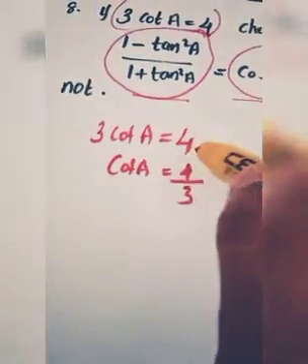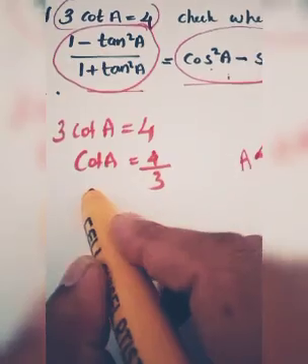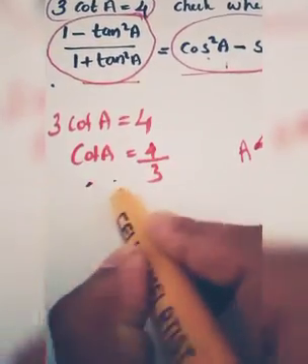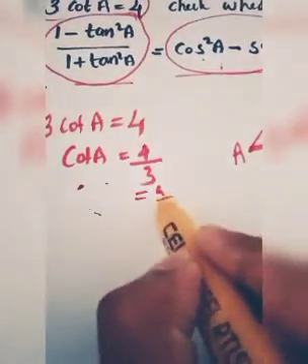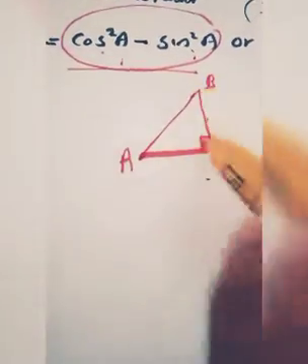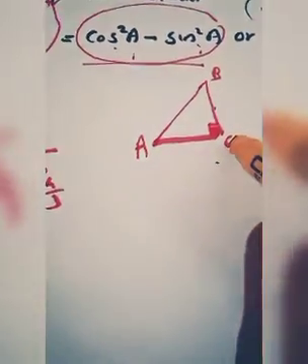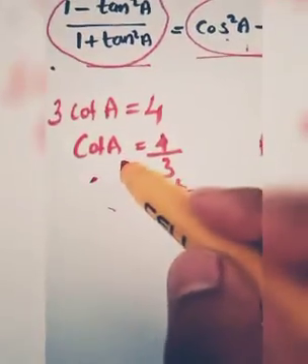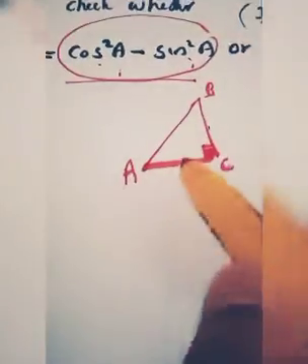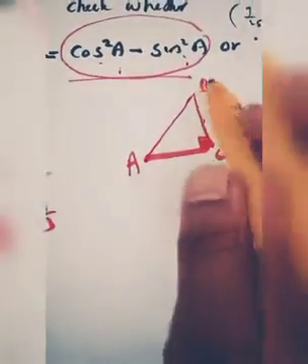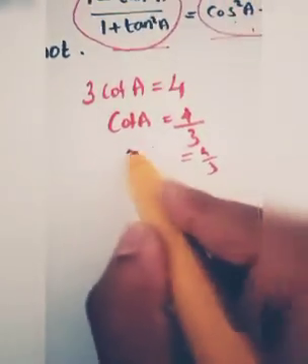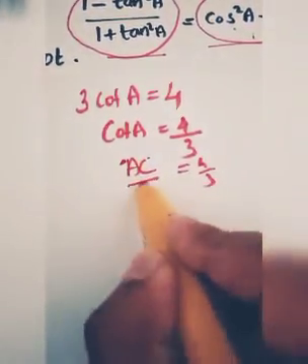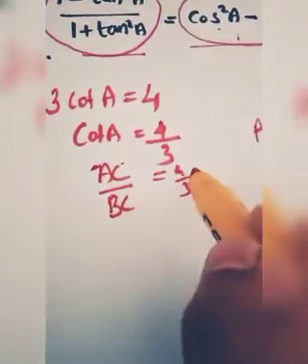Okay, 3 cot A is equal to 4, cot A is equal to 4 by 3. Then what is the equation of cot? Opposite side of A by adjacent side of A is equal to 4 by 3. What is opposite side of A? BC. Adjacent side of A? Sorry. The cot equation is adjacent side of A by opposite side of A. So adjacent side of A is AC, opposite side of A is BC. So the answer will be AC by BC. AC by BC is equal to 4 by 3.